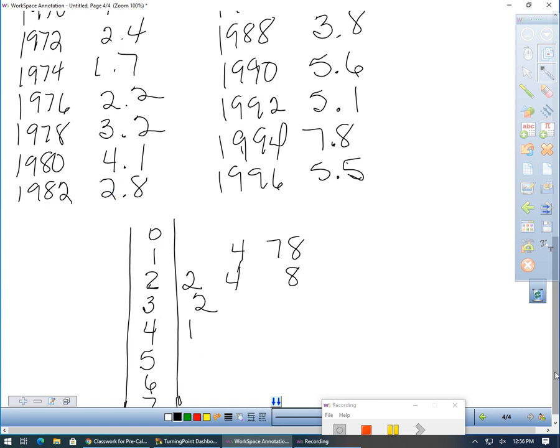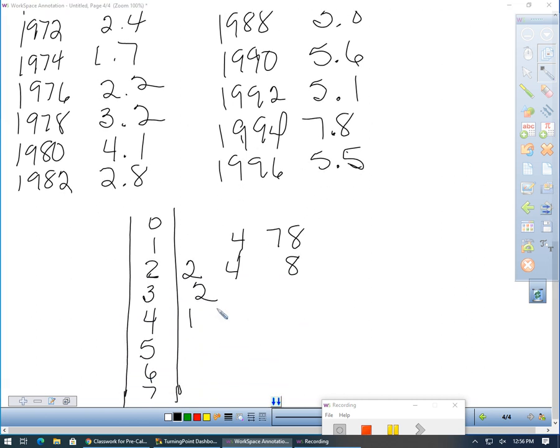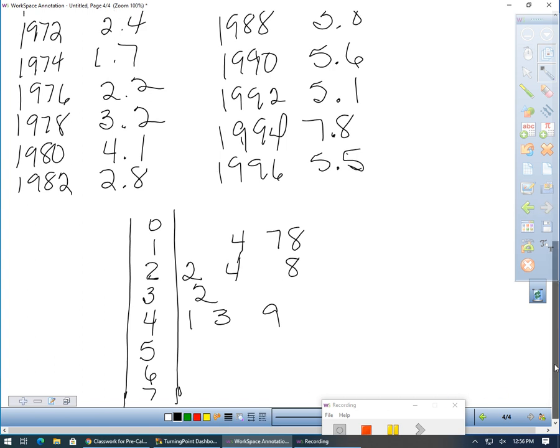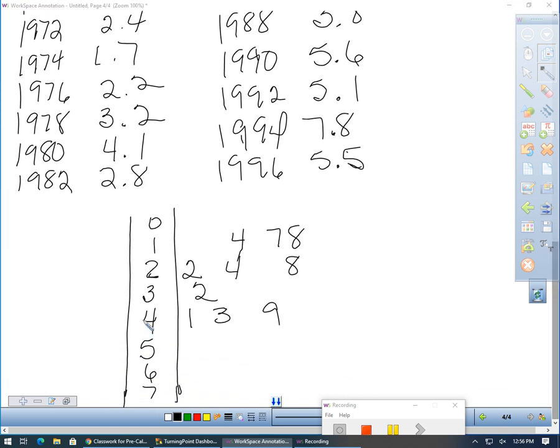Then going back up at the top, we have 4.3 and 4.9. We have a 3 and a 9, right? We then have 3.8 and 5.6, 5.1, 7.9, and 5.5. Alright, so we have 3 pieces of data here, 3 pieces of data here, 2 here, 3 here, 3 here, none in 6, and 1 in 7.